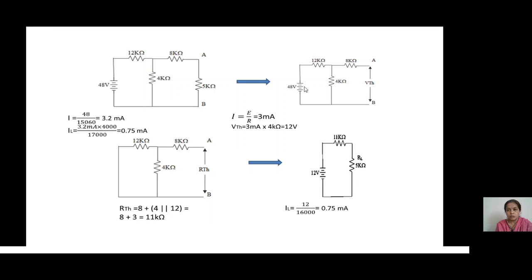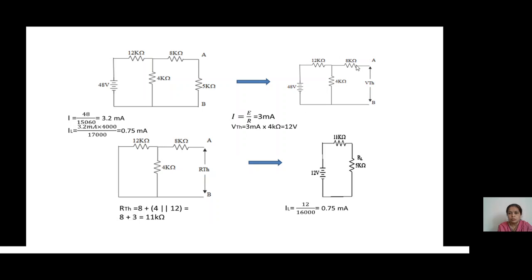So to Thevenize, what is the first step? Remove the load resistance and measure VTH. So we have removed the load resistance, it becomes an open circuit and it is easy to find the current. So current is E by R. E by R is 48 volts divided by R. R is 12 plus 4, that is 16. 48 by 16 is 3 milliamps. There is no current in this part because it is an open circuit here. So 3 milliamps is the main current.